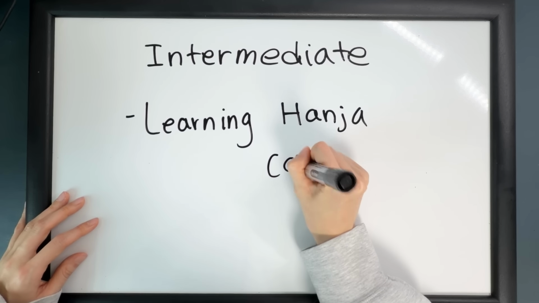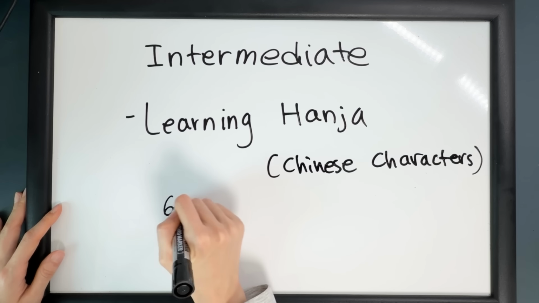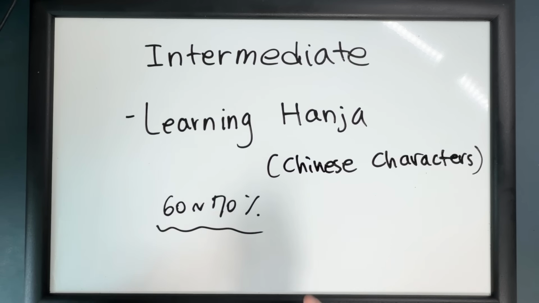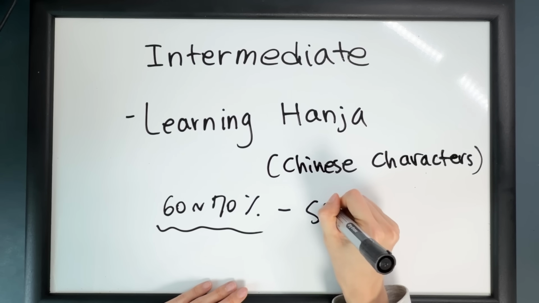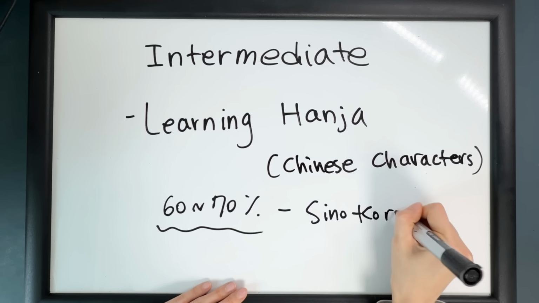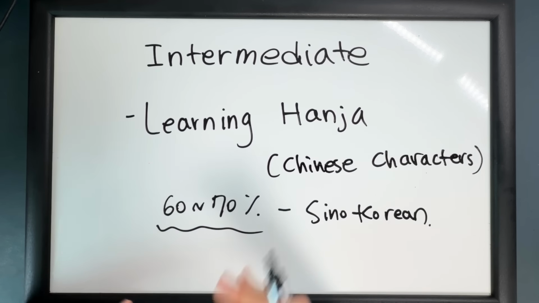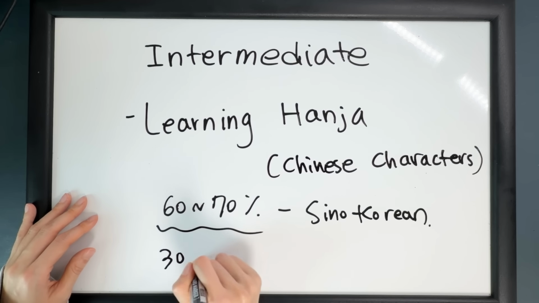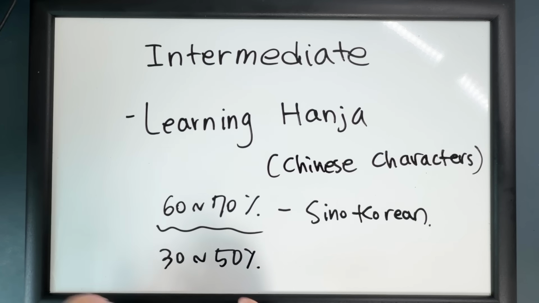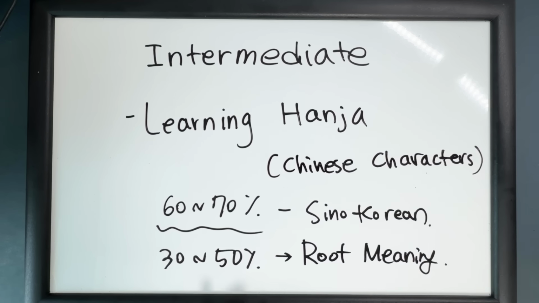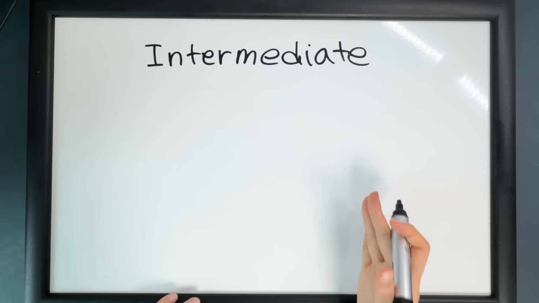the Chinese characters. So around 60 to 70% of Korean vocabulary is derived from Hanja, and these Hanja-based words are called Sino-Korean words. And of course, the percentage of Sino-Korean words is lower in everyday conversation, maybe around 30 to 50%, but even so, learning Hanja gives you a clear advantage because it helps you understand the root meaning behind words. So we actually see the same concept in English.